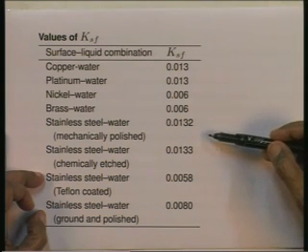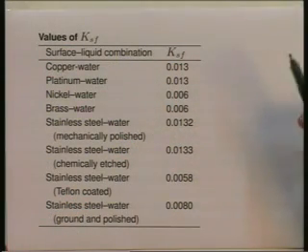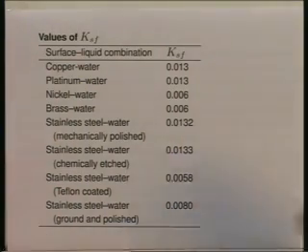So, the value of T w minus T s for the same Q by A will be half the value that you get for the mechanically polished surface. Keep that in mind. Not half, I should not say that, because there is a 1/3 power on the Q by A, but it will be less. So, these are typical values of KSF, and there are values of KSF for other surface liquid combinations as well.